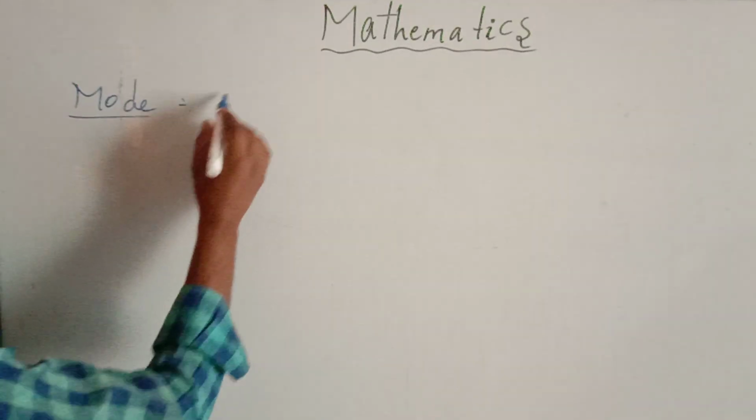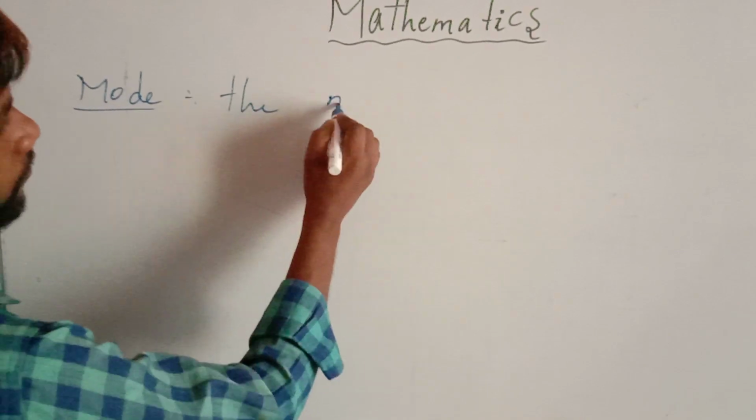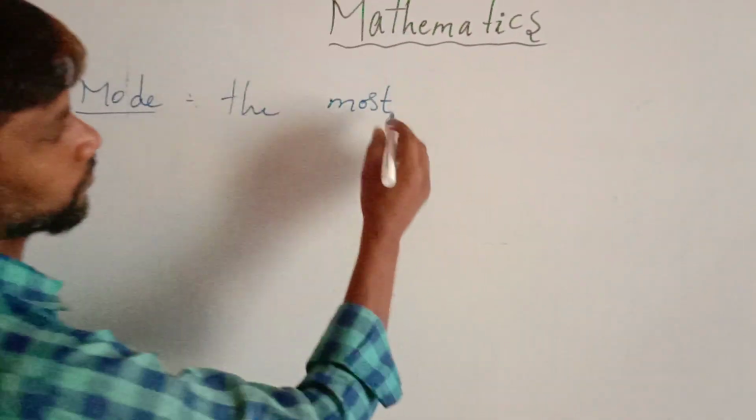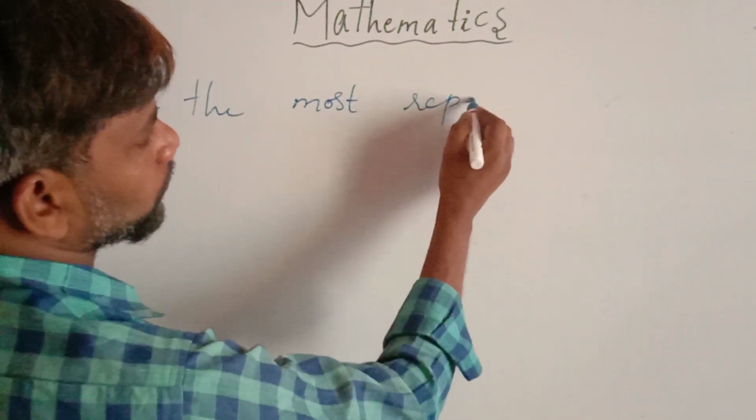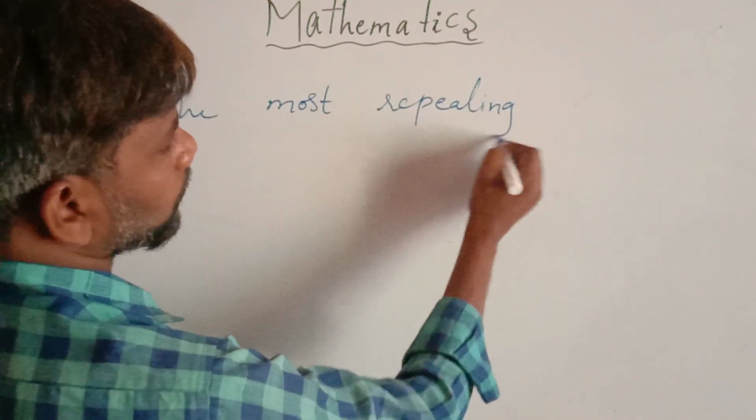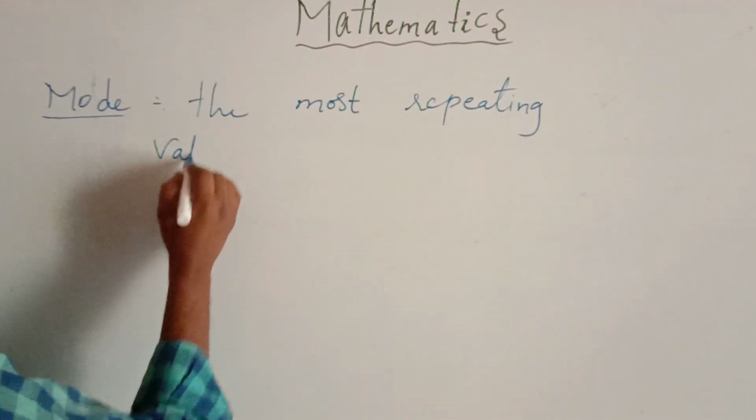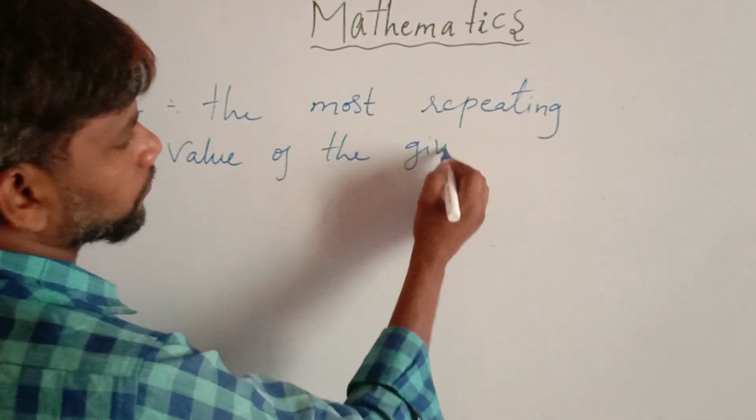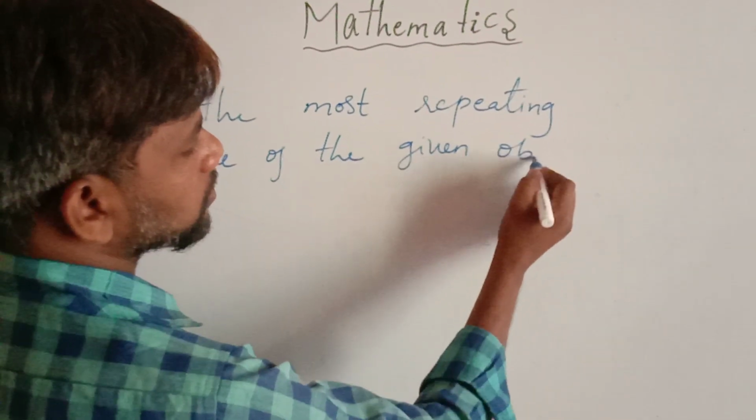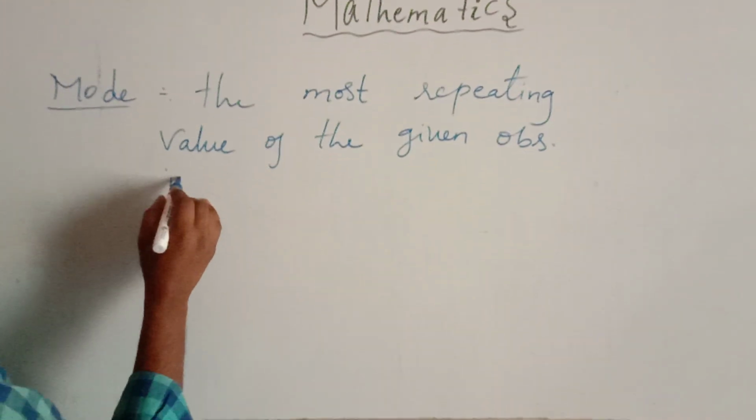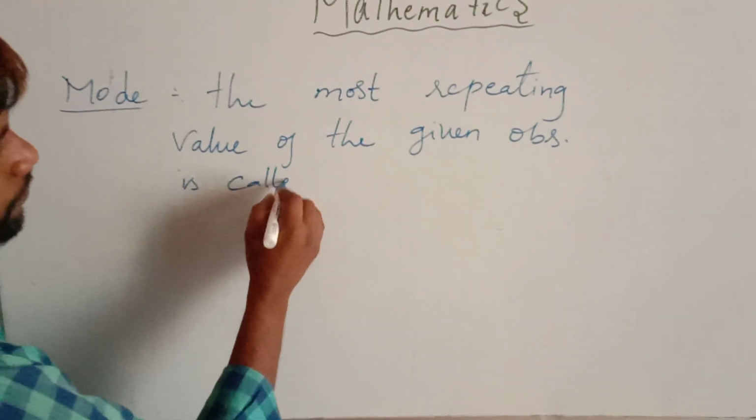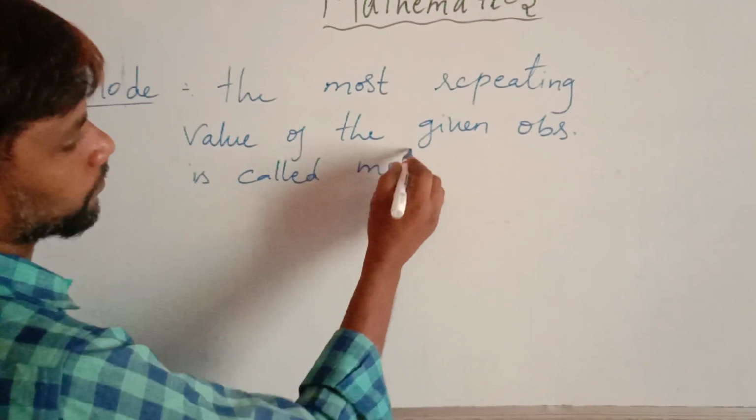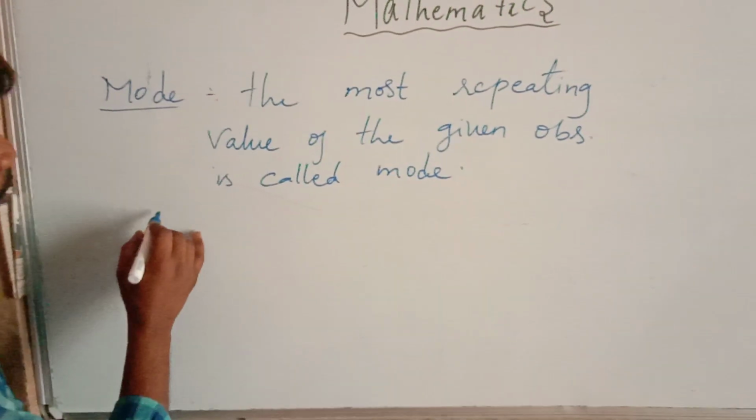For example, the most repeating value of the given observations is called mode. For example, the question is like this.